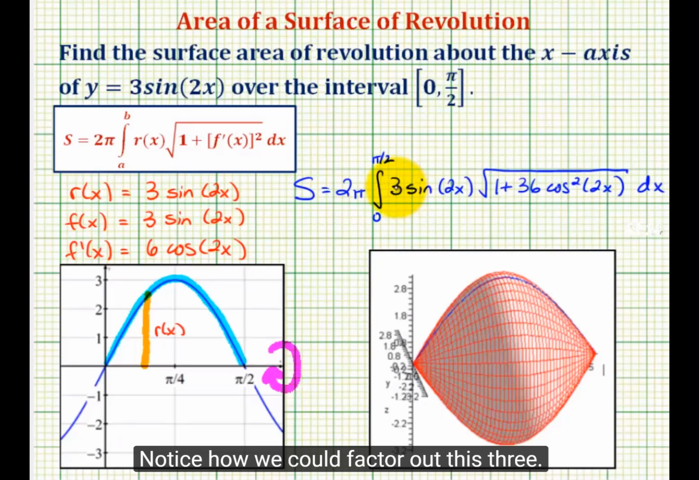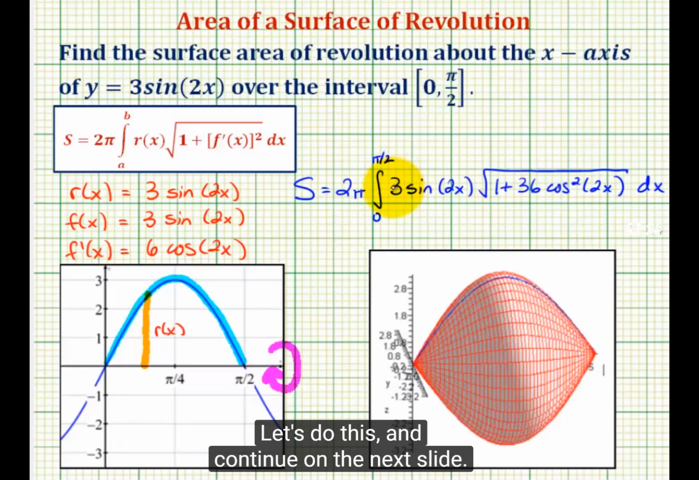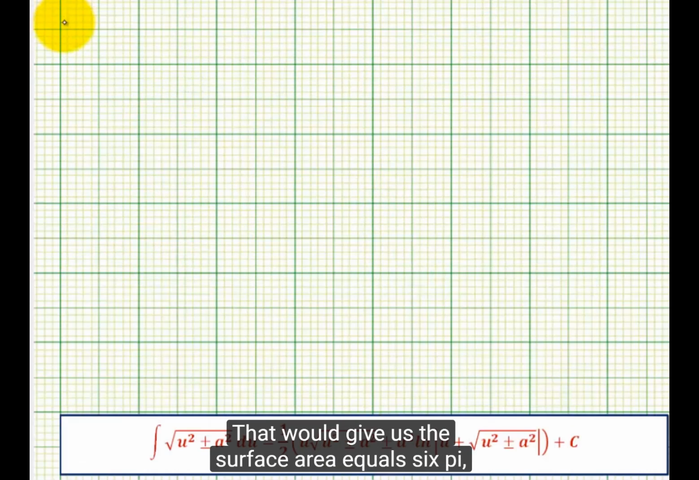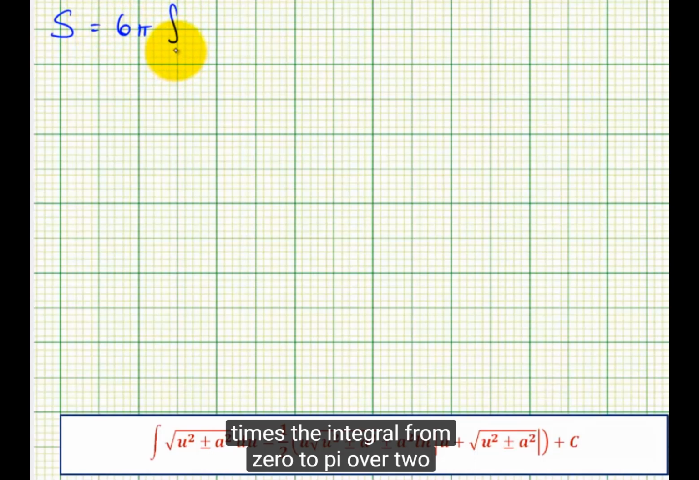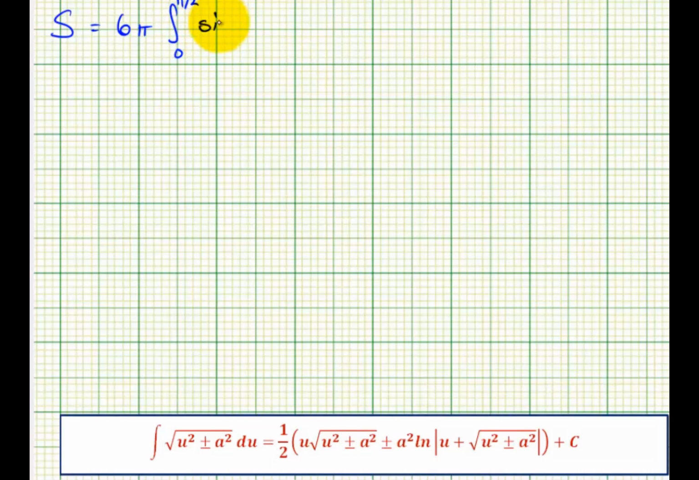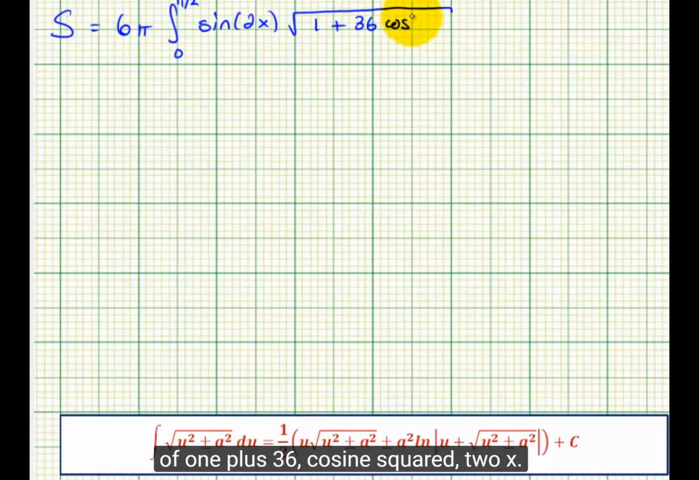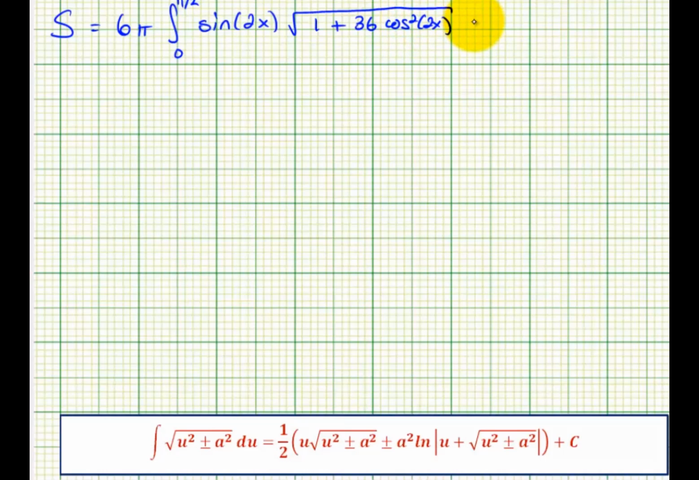Notice how we could factor out this 3. Let's do this and continue on the next slide. So we factor out the 3. That would give us the surface area equals 6 pi times the integral from 0 to pi over 2 of sine 2x times the square root of 1 plus 36 cosine squared 2x.